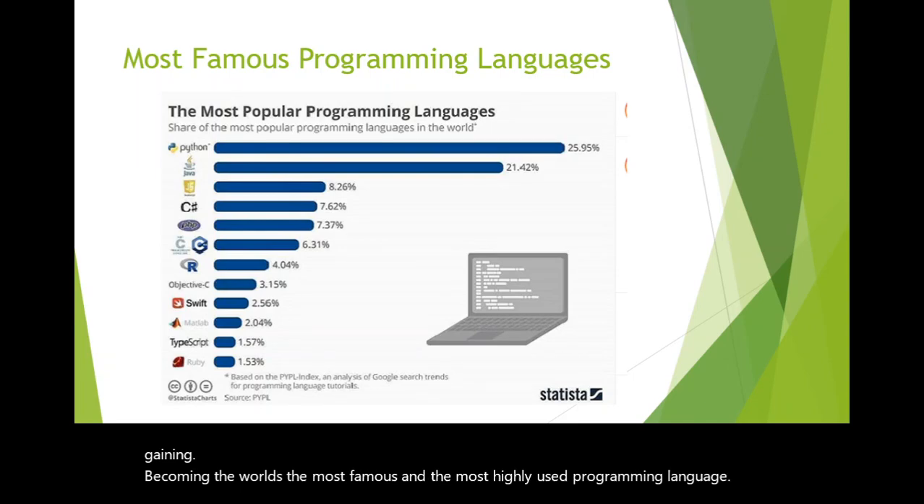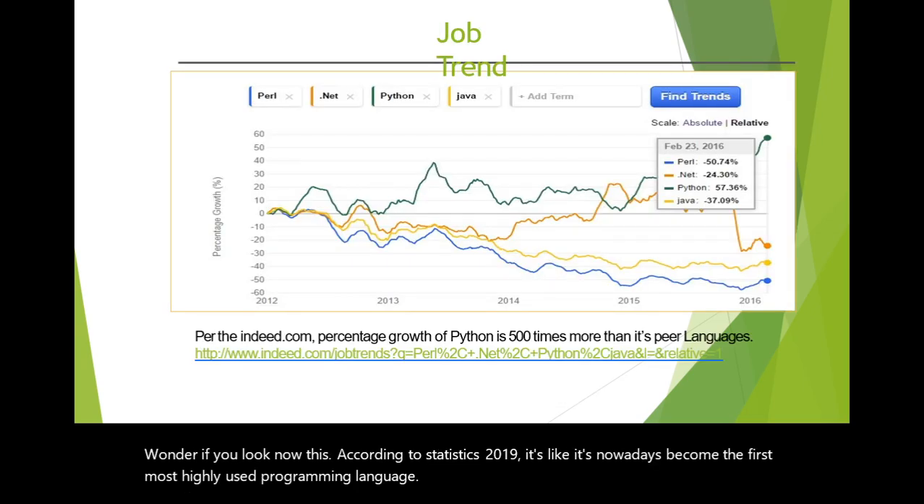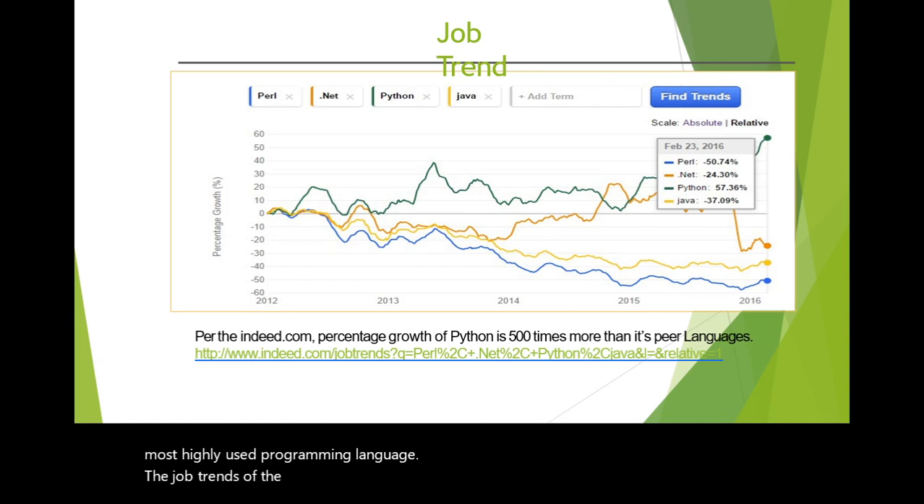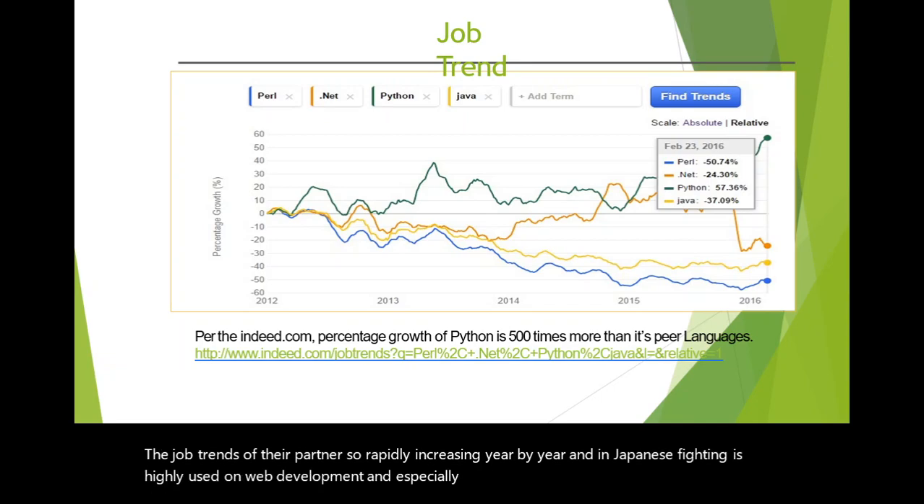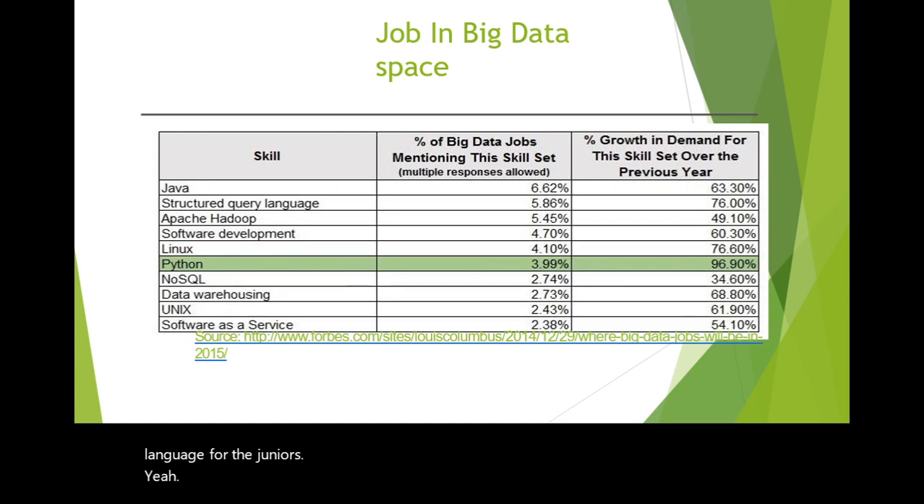And if you look nowadays, according to statistics of 2019, it has become the most highly used programming language. The job trends of Python are also rapidly increasing year by year. Python is highly used in web development and especially in data science, and it is the most preferable language for juniors. Most of the job trends are very highly positive on Python's side.